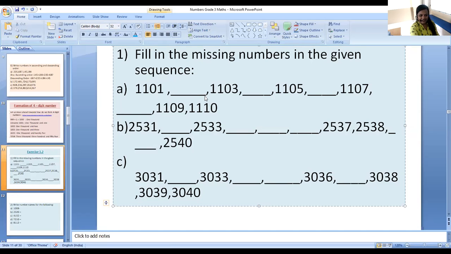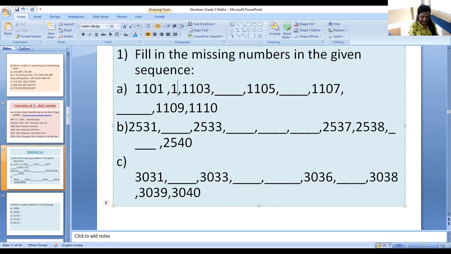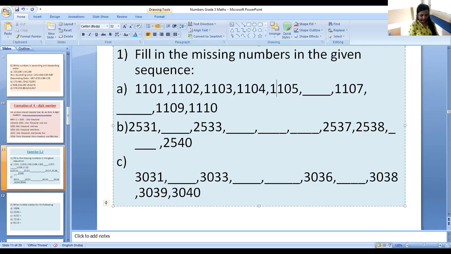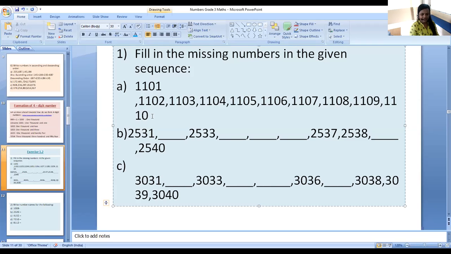Now let us write the missing numbers in the given sequence. So there are some blanks you can see. What would be the next numbers you need to identify? We have the first one, that is 1101. The next number is 1102. The next we have 1103. After that it follows to 1104. After 1105 comes 1106. Similarly, we have 1107 followed by 1108, and the next numbers would be as usual 1109, 1110.